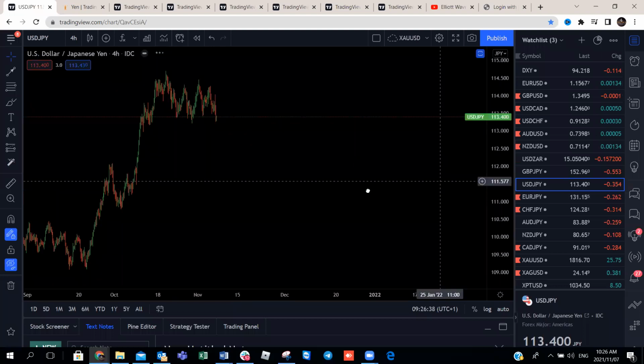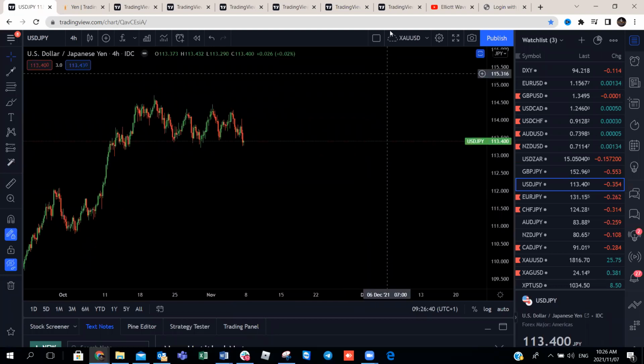Right. Now we've got US dollar yen. So currently US dollar yen is making a structure like this. We've got a 3 move down here. We've got 3 up here. Could be getting another 3 down here. Let's see if we're going to get a bit of a bounce here.